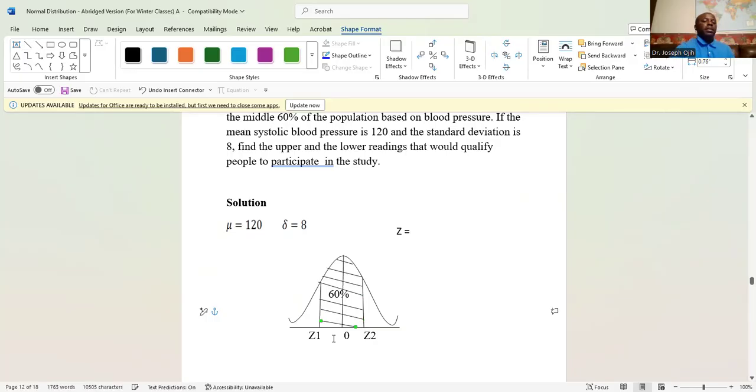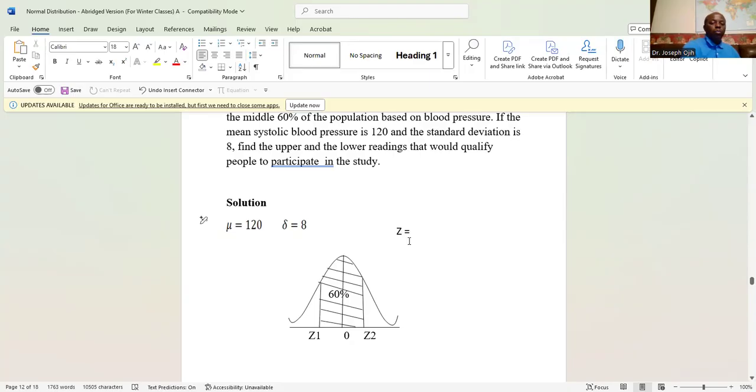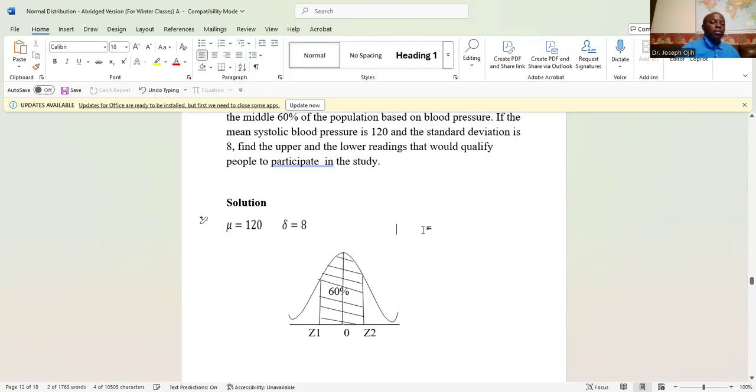All right. So right here. This is the middle 60%. That means we need to get X1 and X2. The lower reading is X1, the upper reading is X2. To find Z, then it's going to be Z1. I'll bring it down to this place.